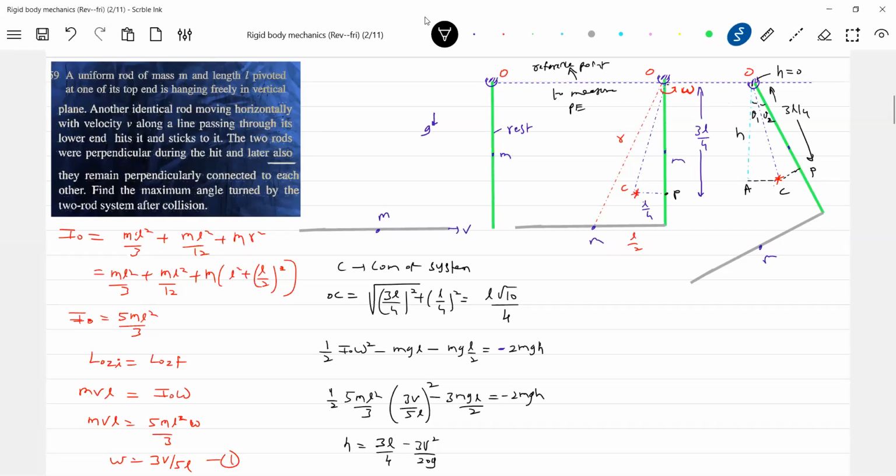Okay, now I got the H. I can bring the cos theta. Cos theta 1 equal to H by OC. What is OC? Already we have done. What is H? We have calculated from here. I'll get this one. What is cos theta 2? Cos theta 2 will be, so our total angle will be theta 1 plus theta 2, the maximum angle turned by the two rod system.